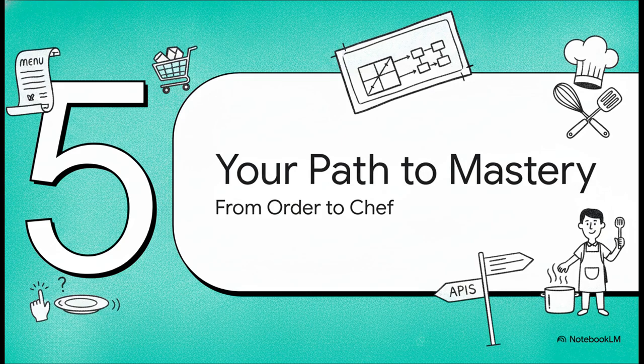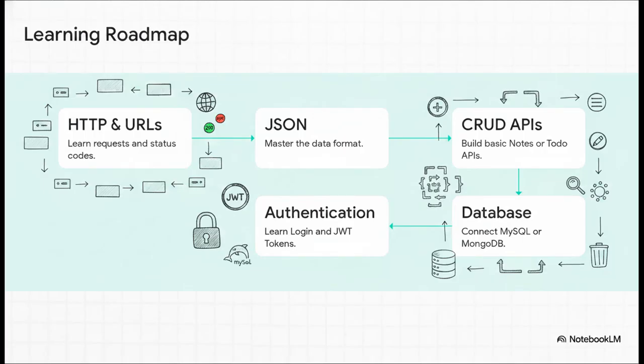And finally, Section 5, your path to mastery. Time to go from placing orders to becoming the chef. If you want to pivot from being a passive customer to an active coding chef, you've got to follow this 5-step blueprint. 1. Master your HTTP URLs and those status codes, like the classic 404 or 200. 2. Get really comfortable parsing JSON. 3. Actually start building basic CRUD APIs, that's create, read, update, and delete. 4. Hook it up to a real database, maybe MySQL or MongoDB. And step 5. You've got to learn authentication using JWT to lock down and secure your data.